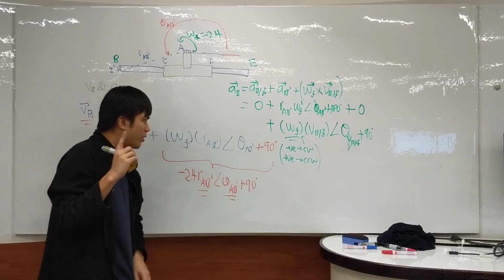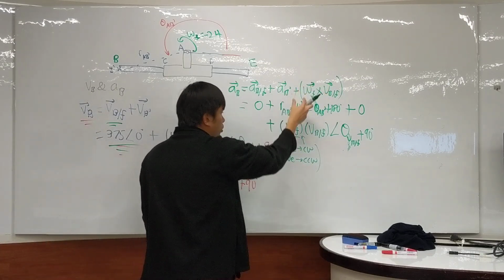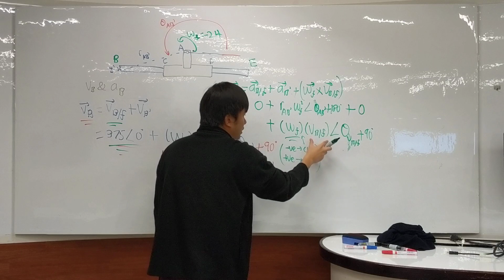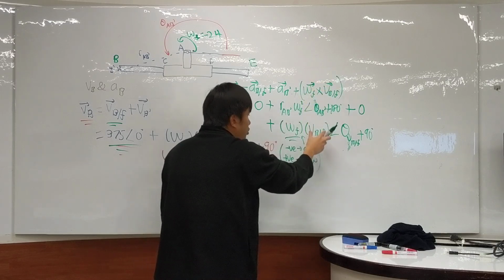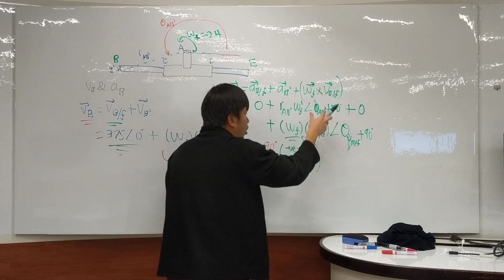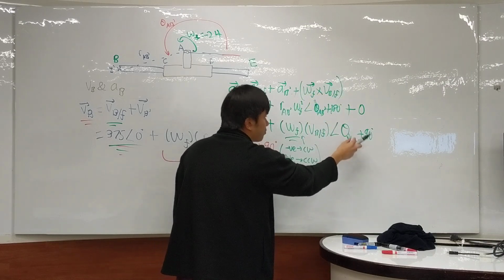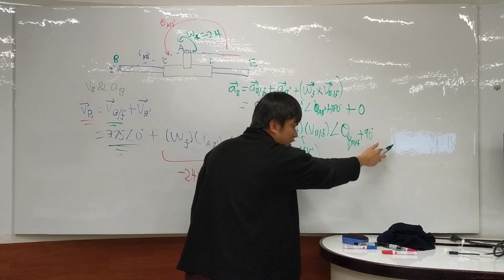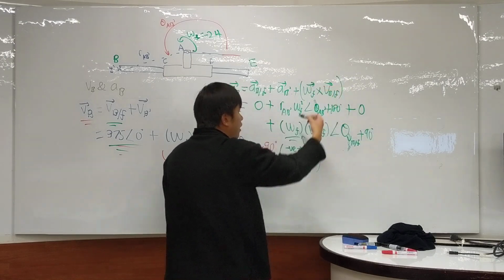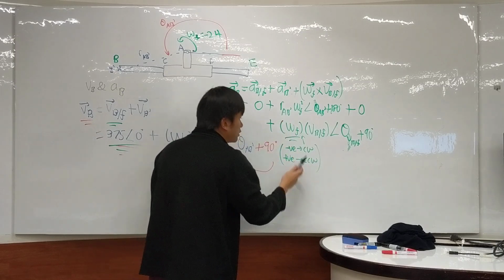I think I'm going to repeat one more time. This term here was evaluated by plugging in the magnitude of omega F and magnitude of VB slash F. If the VB slash F magnitude is negative, retain the negative. If it is positive, retain the positive. Get the direction of VB slash F, put it inside here, and add 90 degrees. That will be the direction of this term. For omega F, if it is clockwise, it's negative. If it is counterclockwise, it's positive.